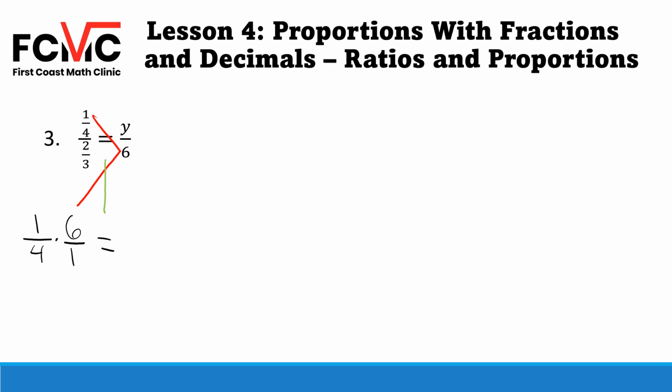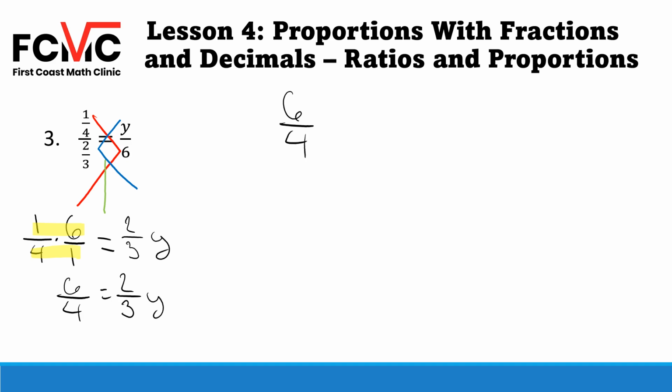Let's multiply y times 2/3. So we have 2/3 y. On the left side, let's multiply straight across. So we get 6 over 4 equals 2 over 3 y. And we got 6 over 4, so we can reduce that. I'm going to leave it as an improper fraction, but I just want to reduce this a little bit.